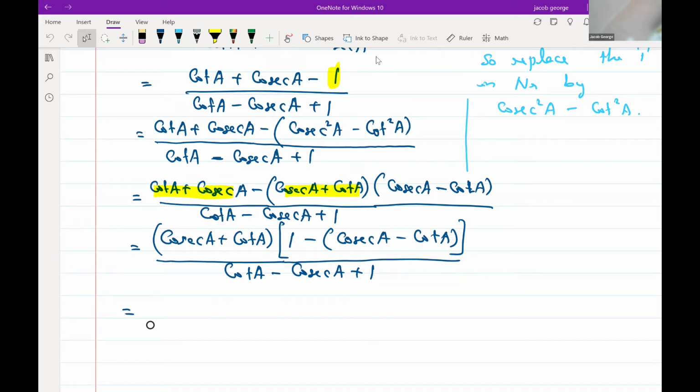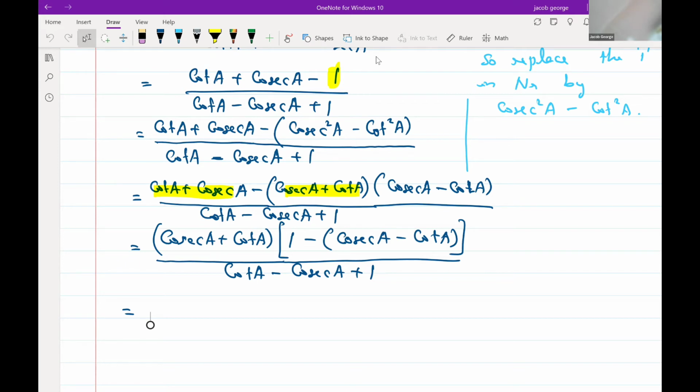This is the common factor. When we take a common factor, what to do? Divide each term by the common factor, right? So this will be divided, it becomes 1. Is that clear? Because this divided by that is taken out common. So this becomes 1. Here also we divide, cosec A plus cot A will get cancelled, minus of cosec A minus cot A. Is that clear?